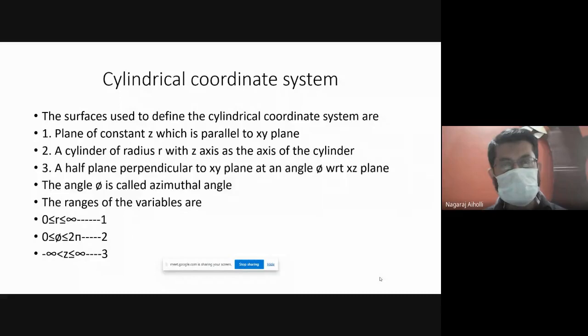Am I audible, students? Is the screen visible? Okay, yes, sir. Fine. We had stopped at the cylindrical coordinate system.